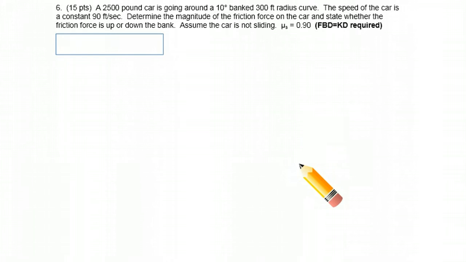Okay, we're given number 6: a 2,500-pound car on a 10-degree banked, 300-foot radius curve, at a constant speed of 90 feet per second. We want to determine the magnitude of the friction force and state whether it's up or down the bank. Assume the car is not sliding, and we're given a mu sub s. So: magnitude of friction force, curve, bank, track. Oh, this is a fun one.